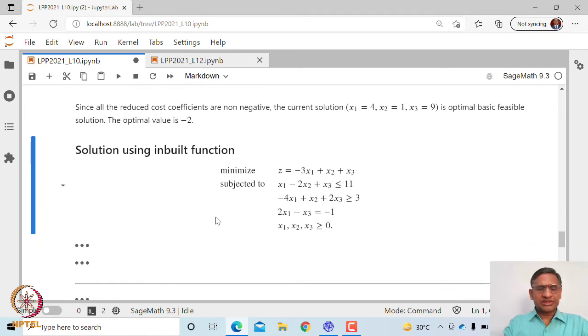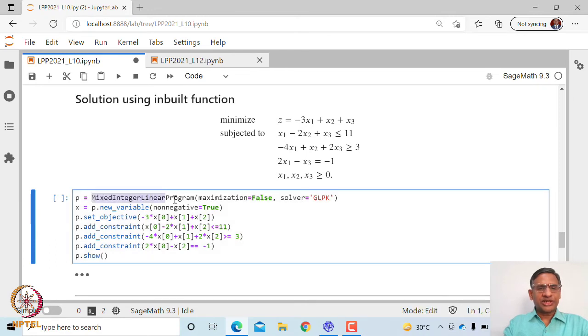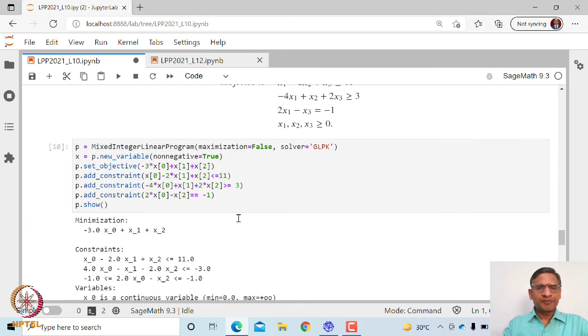Right. So let us consider the same problem, and we will solve this using mixed integer linear program. By the way, you can also look at help on mixed integer linear program and then see how you can apply this particular function for minimization problem or problems involving other types of variables, which may have real, non-negative or integer, binary. All such possibilities are here. You can look at help on this. So let us solve this problem using this method.